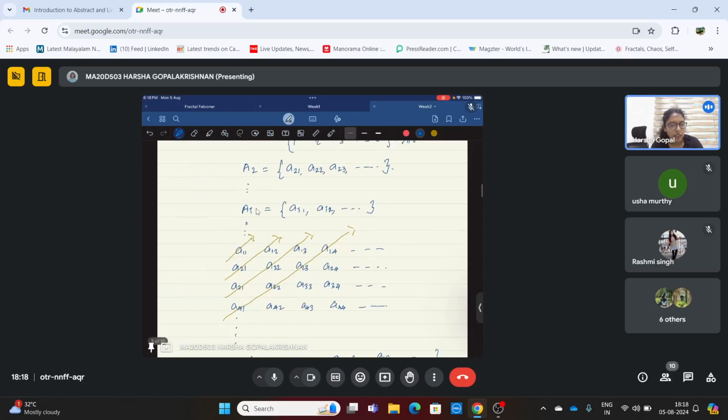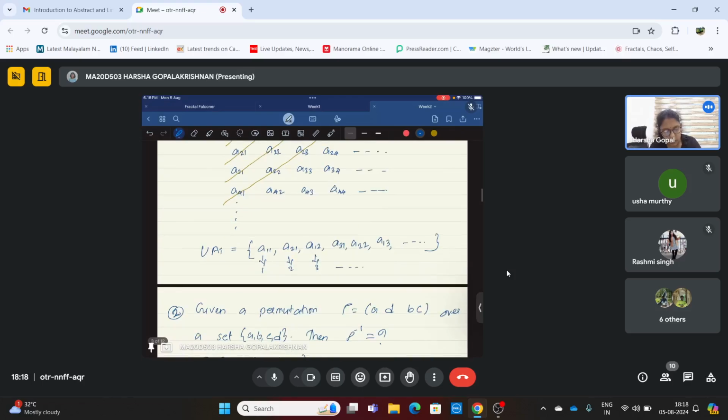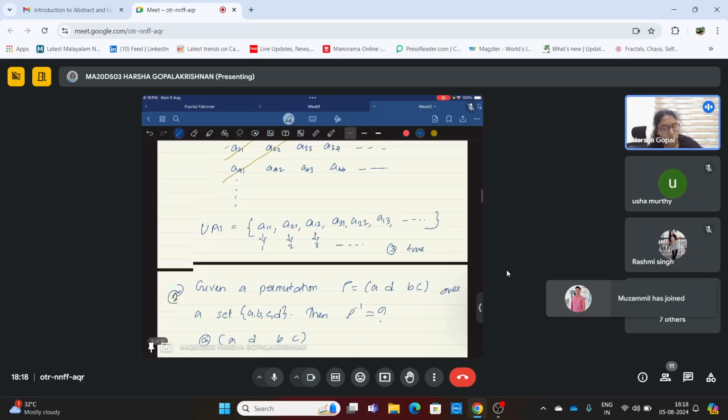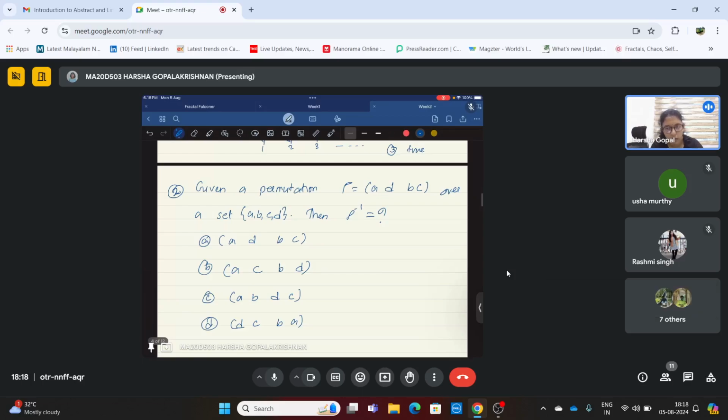So is that fine for everyone? Any doubt in this question? So this is also actually true. The third option is also true. So whatever is given in the question, all the options are correct answers. Correct. Okay. Now we will go to permutations.